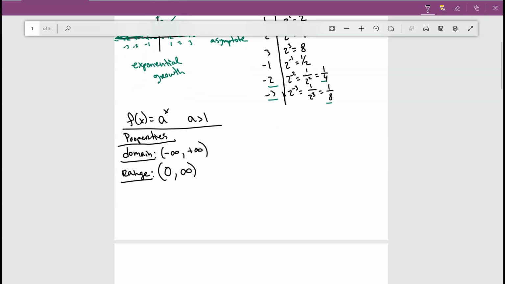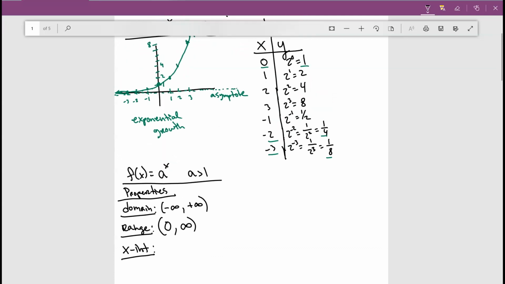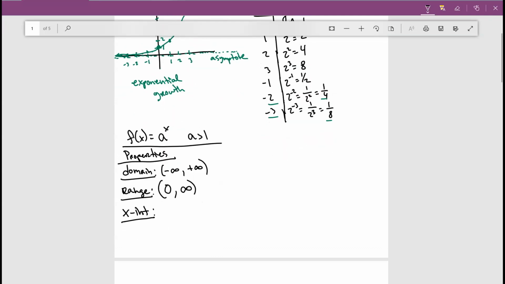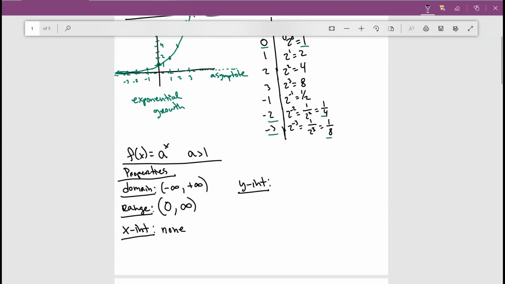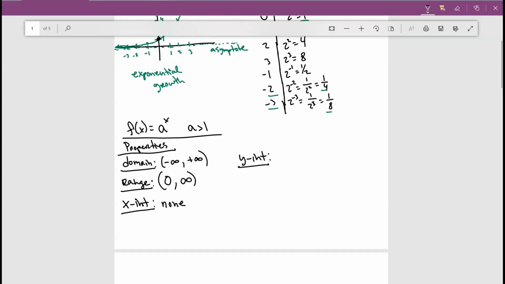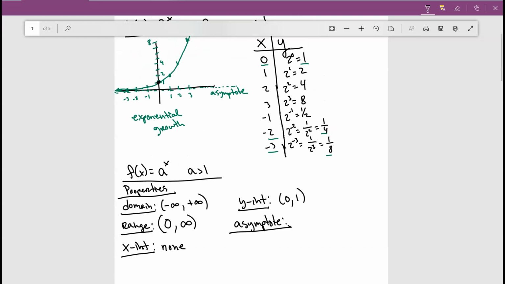If we look at the x-intercepts, does it cross the x-axis at any point? Never does, because you have an asymptote. So you have none. Do you have any y-intercepts? Well, yeah, you have one y-intercept at 0, 1. The asymptote that you just found is at y equals 0.